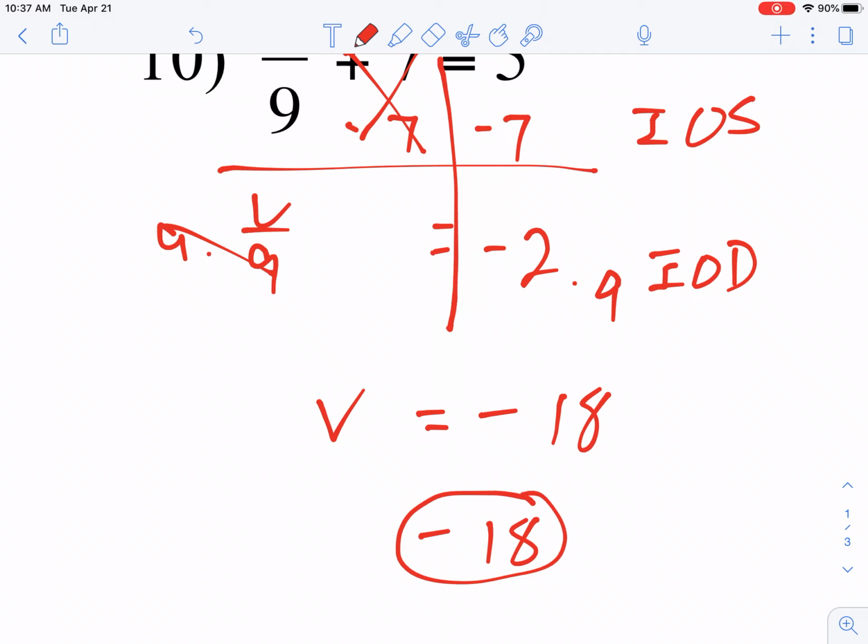Again, you'll have up to 3 attempts for each one of the assignments. Make sure that you enter in just the number and not V equals. Enter in just negative 18 with no spaces.